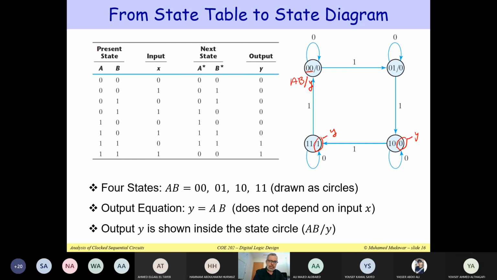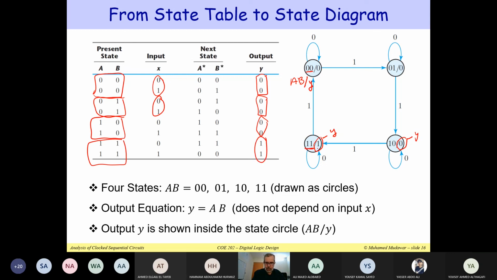So notice that here when the state equal to 0,0, the output is 0. When it is 0,1, the output is 0. It does not depend on X. Same here, when 1,1, you get the output equal to 1. So notice that only when the state is 1,1, you get the output equal to 1. If it is 0,0, you get 0. 0,1, you get 0. 1,0, you get 0. Only 1,1, you get 1.